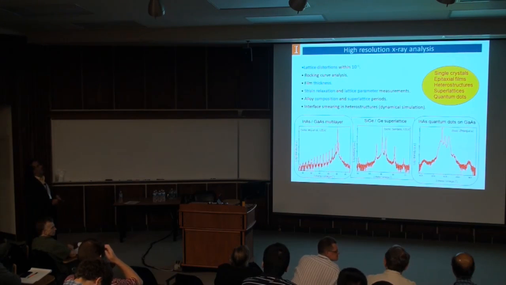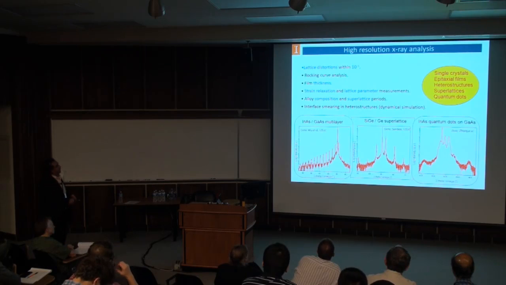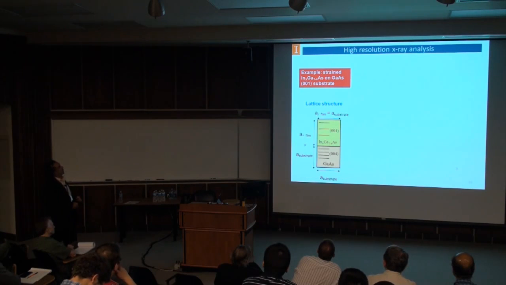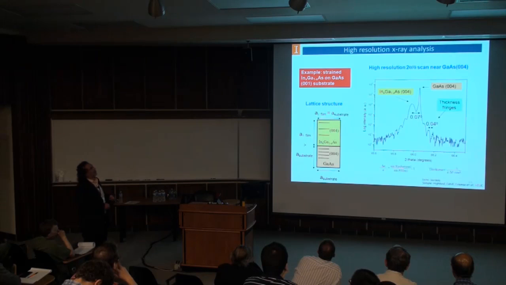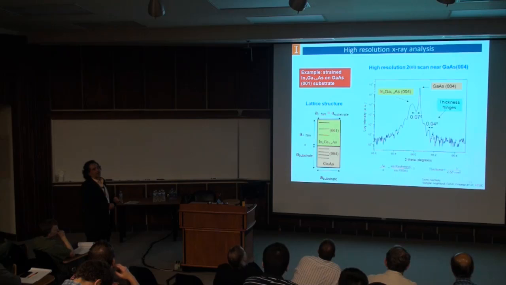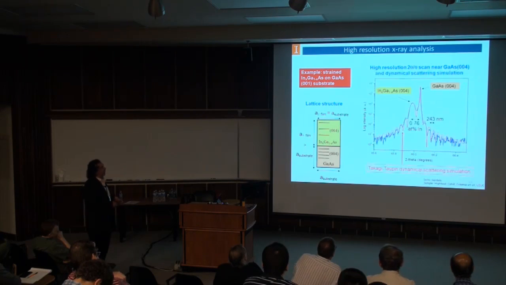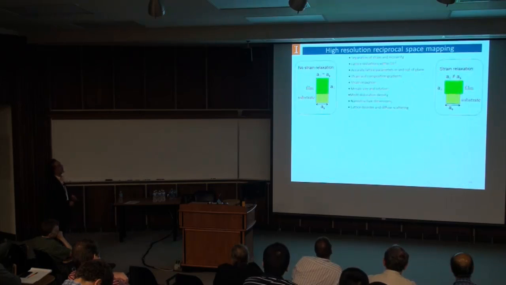I think multi-layer, superlattice, quantum dots, things that are very close to each other you can do. One quick example here, a classical indium gallium arsenide on gallium arsenide. You measure that, look at this peak width. Your grandmother's X-ray diffractometer will not be able to separate this because of its poor resolution. So look at this, it's a very small peak width. Not only can you see the peaks from the film and the substrate, but these fringes here can give you the thickness of the material through a simulation, and you can actually get, for example, the composition.